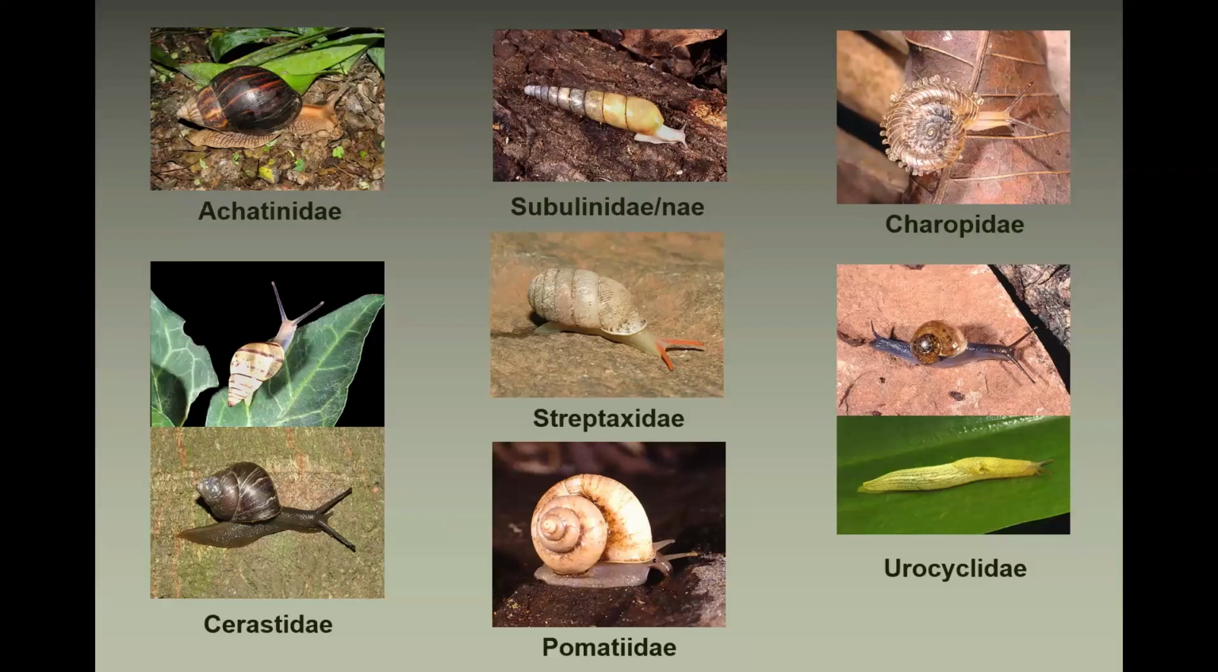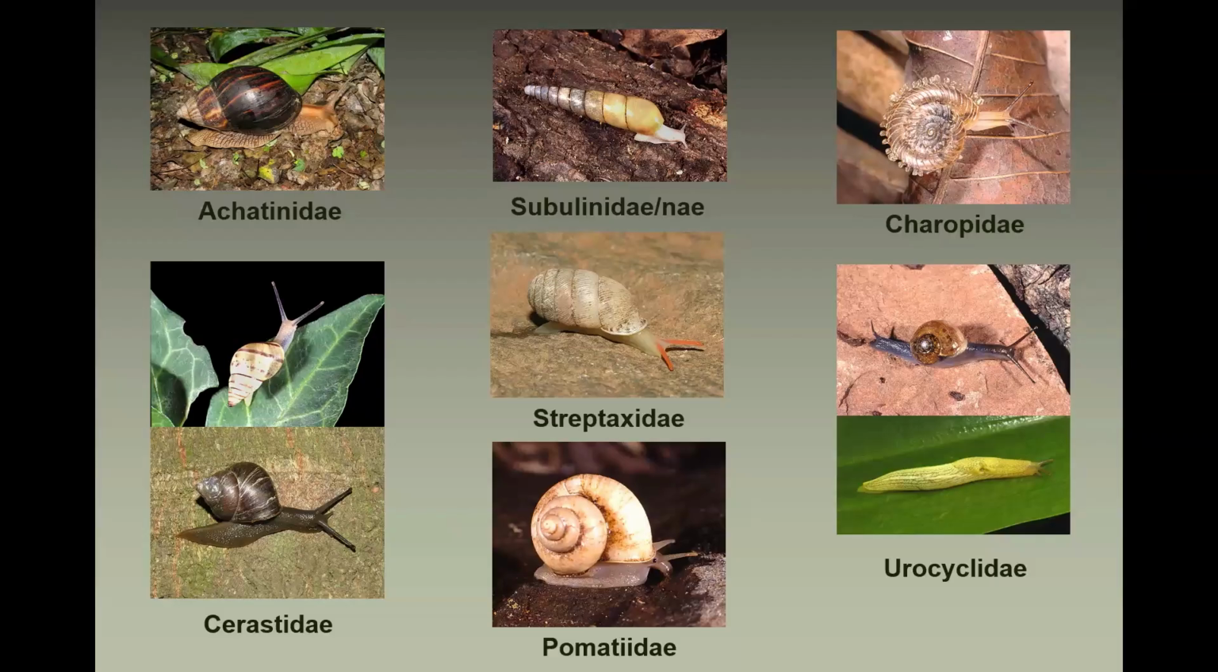Then we have the Cerastids, the so-called bark snails, and the porcelain tree snails. Very attractive little snails, often seen wandering around on the leaves at night. They hide away during the day, but at night time you can go out and see them crawling around. Then the Streptaxids, genera like Gulella, huge levels of diversity there. These are carnivores, eating soft-bodied invertebrates.